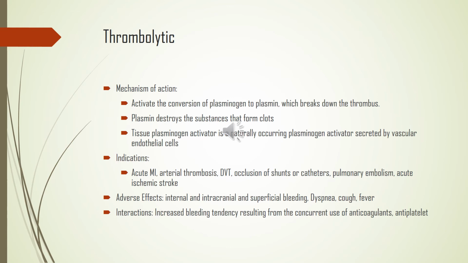The main thing about a thrombolytic is it breaks the clot. It disintegrates the clot. This works against a clot that's already formed. So it destroys the substances that form a clot. Tissue plasminogen activator is a naturally occurring plasminogen activator secreted by vascular endothelial cells. It's a naturally occurring thing in the body.